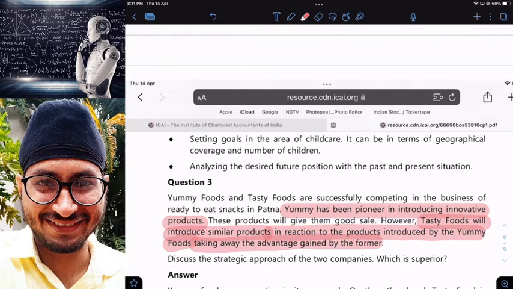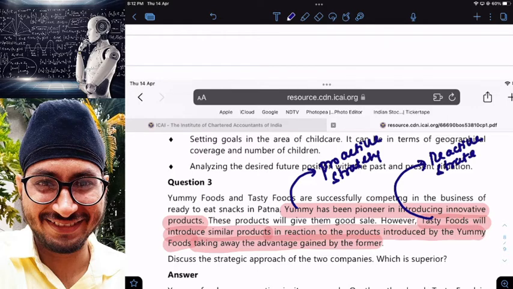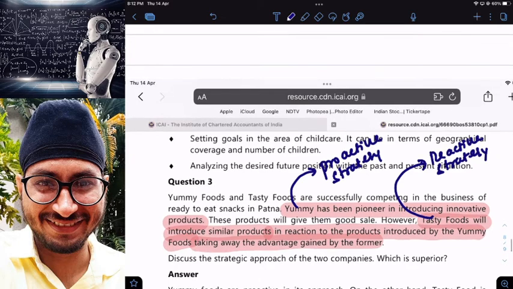So now tell me, what is the strategy followed by Tasty? Is it a proactive strategy or reactive strategy? It is reactive strategy. So can we say Yummy Foods is following proactive strategy, and Tasty Foods is following reactive strategy? I hope you agree with this point. Understood how to identify which type of strategy a company might be following?